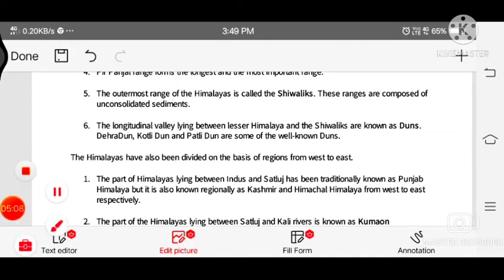The longitudinal valleys lying between the Lesser Himalaya and the Shivalik are known as duns. It means the valleys lying between the Lesser Himalaya, which is Himachal, and the Shivaliks are known as duns. Dehradun, Kotli Dun and Patli Dun are some well-known duns.